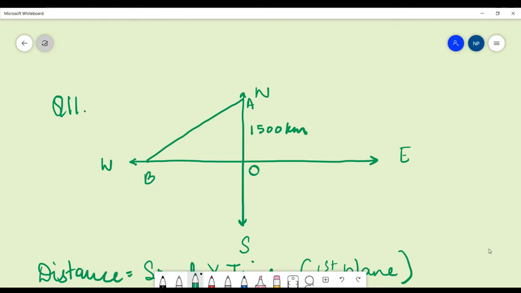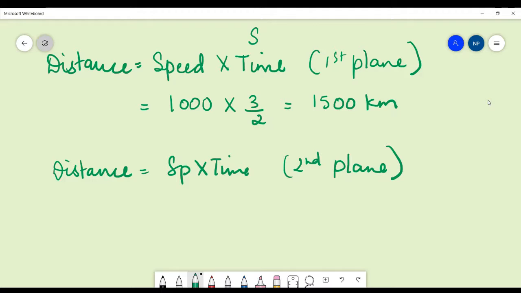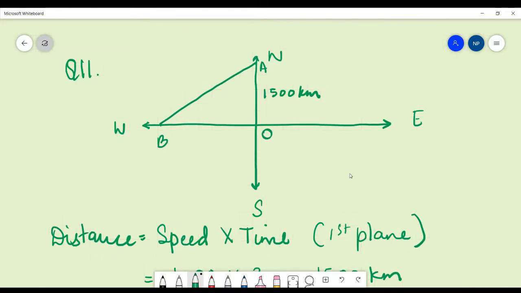Then next we will move on to distance is equals to speed into time for the second plane, which is traveling towards west. So how much do we get? The speed is 1200 multiplied by 3 by 2. We get over here 1800 kilometer. Alright. So this is how much, children? This is 1800 kilometer. Okay.